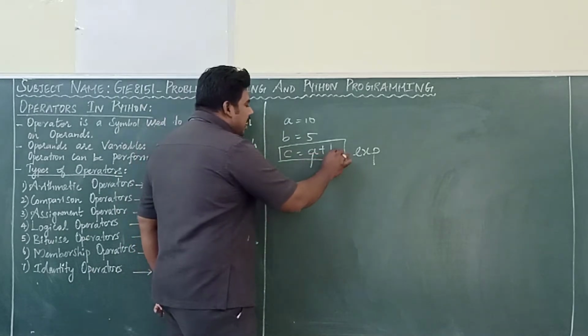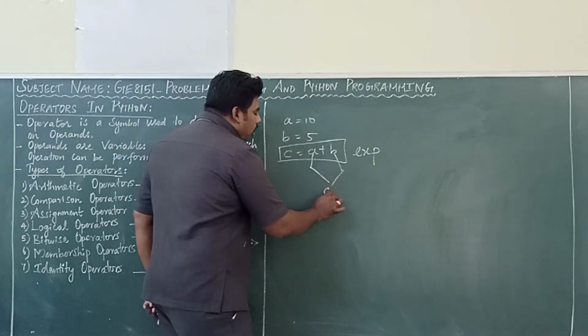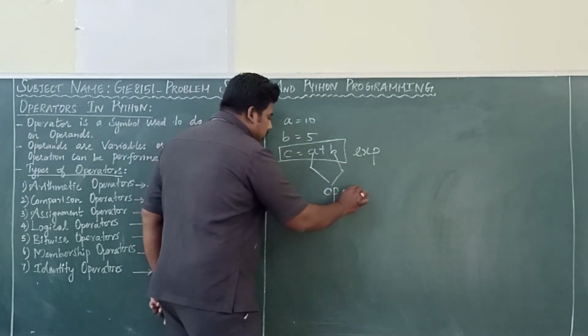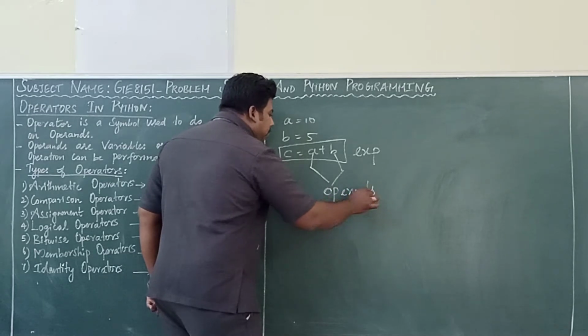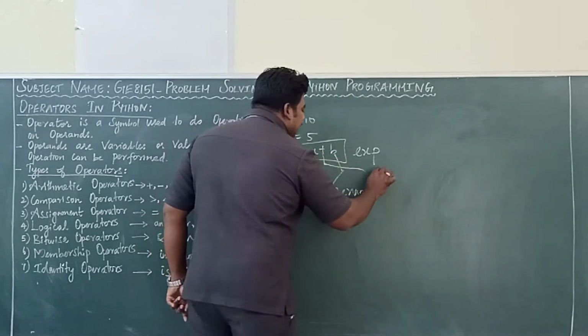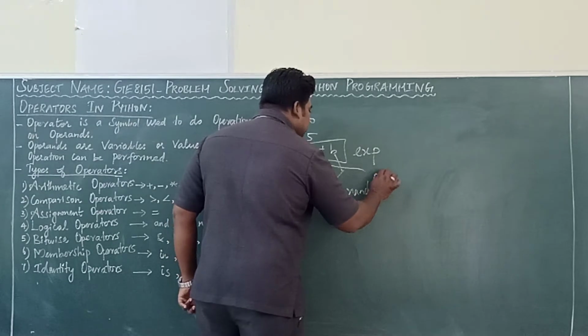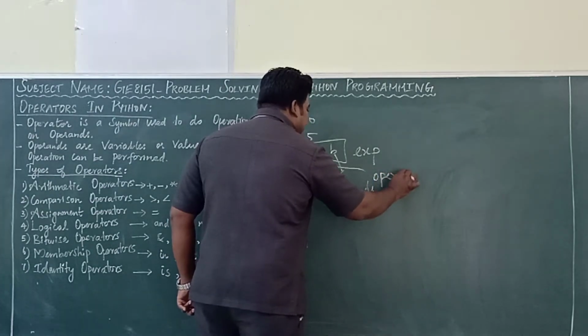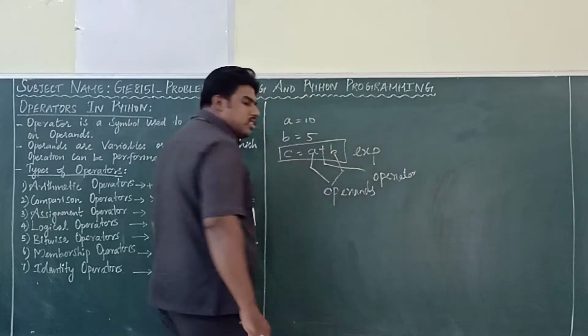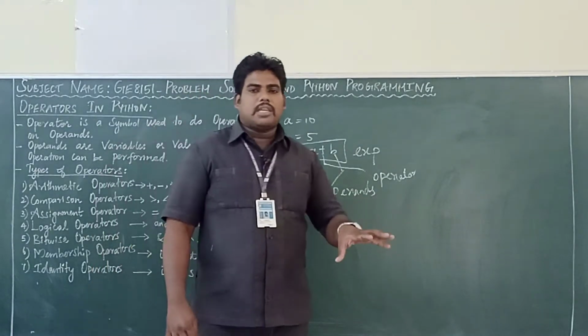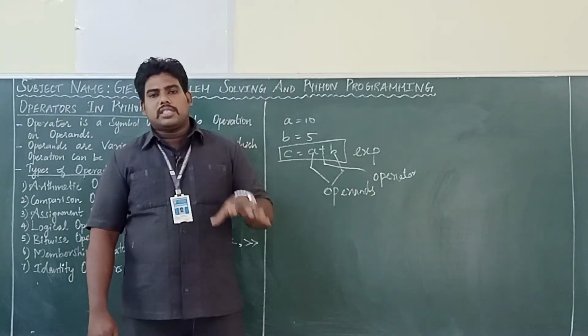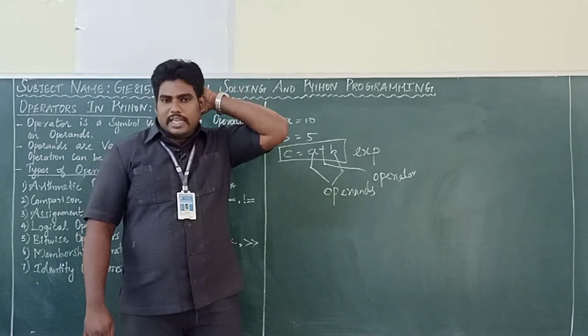Here, this A and B are called operands. This symbol is called the operator. All of you got it? What is an operator? Operators are mathematical symbols which are used in the expression.